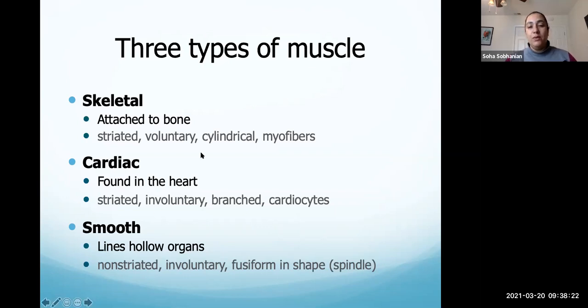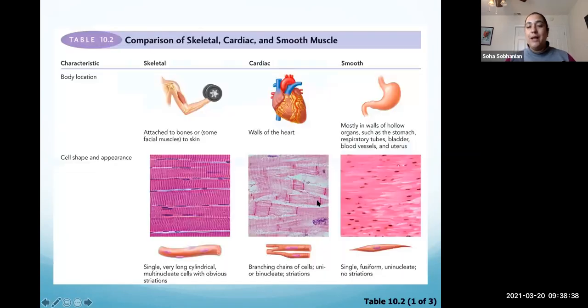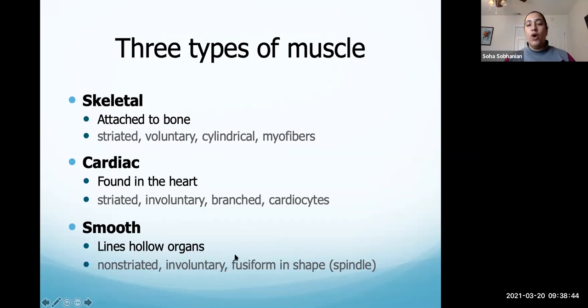Cardiac muscles, which are only found inside your heart, are striated, so they do have that similarity with the skeletal muscle. They are involuntary. Again, you cannot control your heartbeat or contraction of your heart. The shape of these cells is branched, which is what you see on the image down here. And they are called cardiocytes. Again, cardio implies your heart, and cyte means cell.